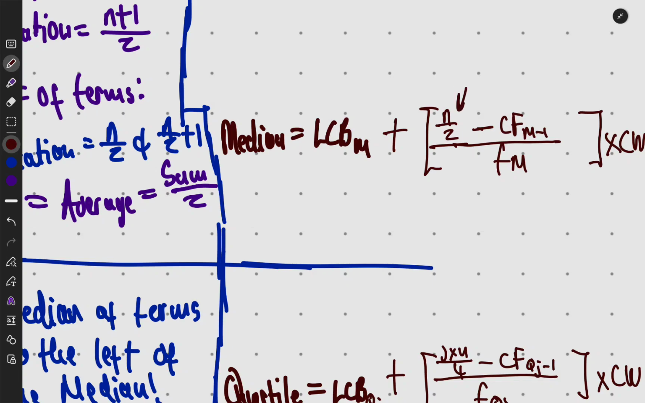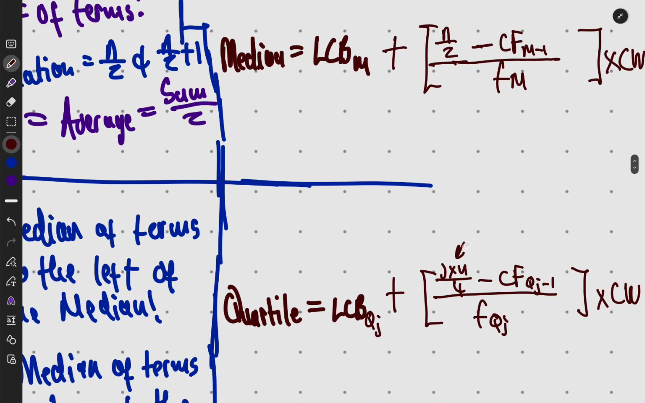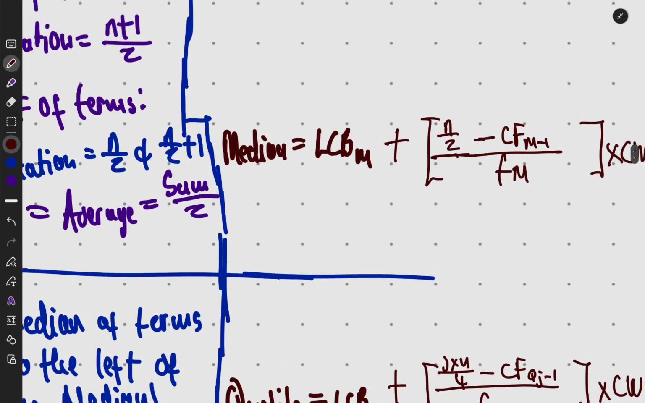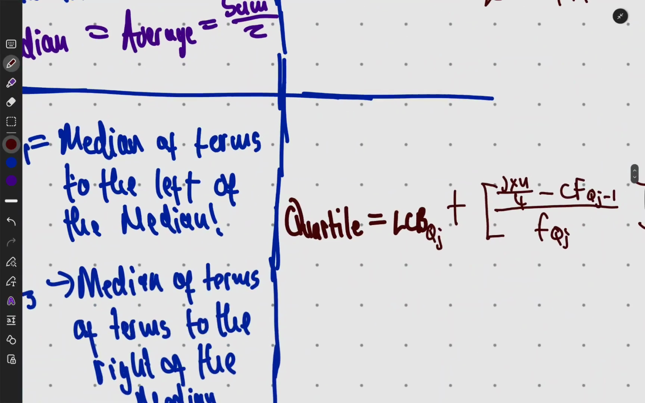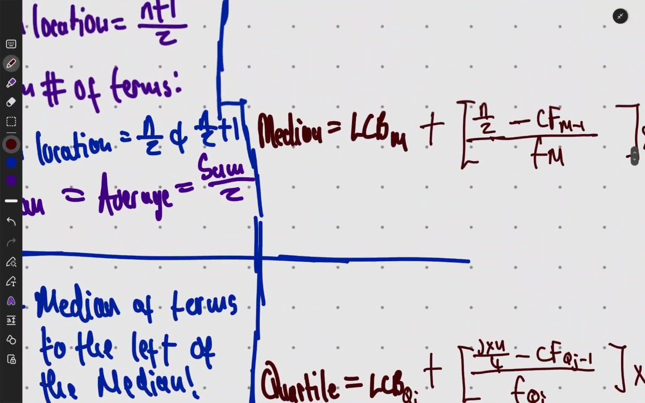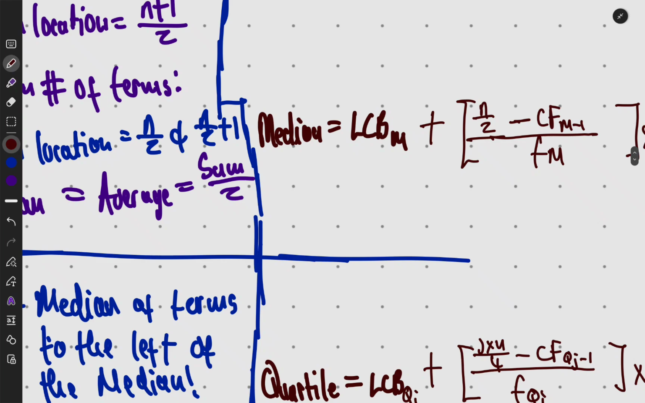Then for median, it's n over 2. Then for quartile, it's jn over 4. And I cannot tell you how important this is. You see, if you want to get median for group data, and if you want to get quartiles for group data, make a cumulative frequency table. It's so important. Then now you are going to need to find the lower class boundary for the median class.